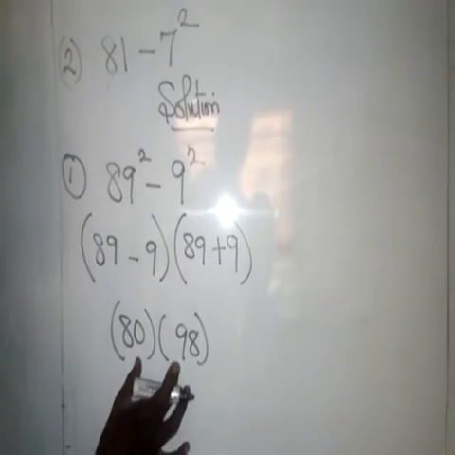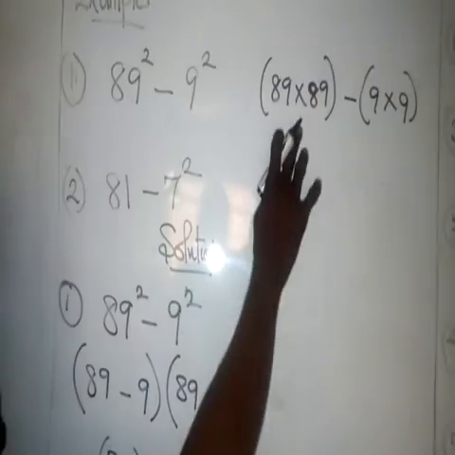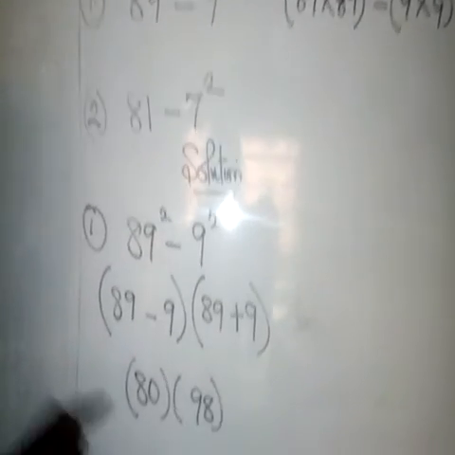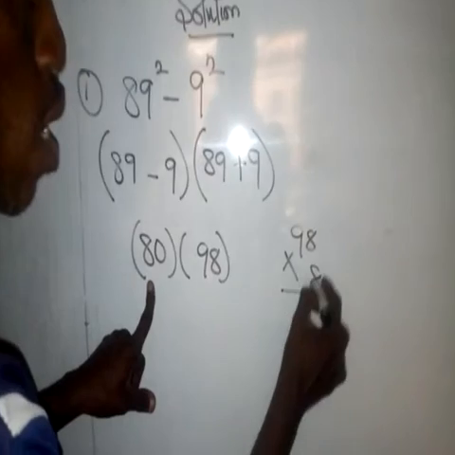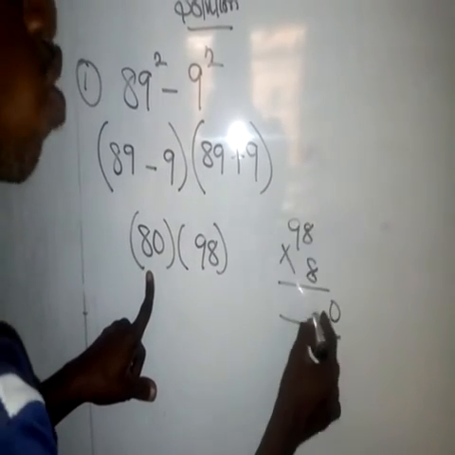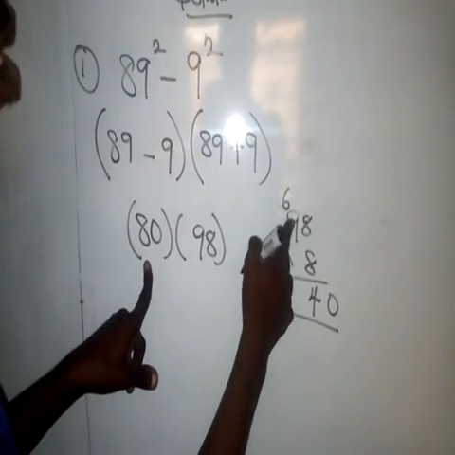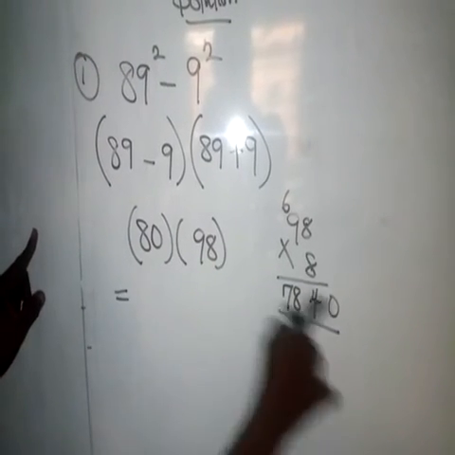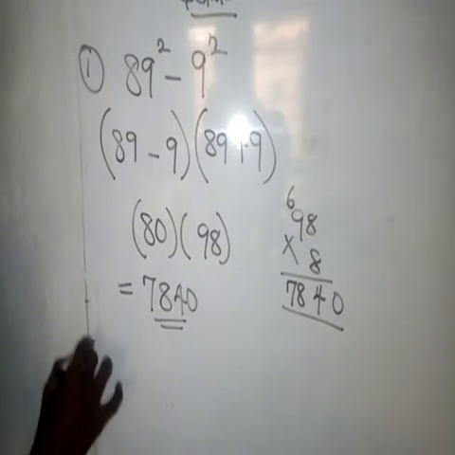This one is easier than going through the process of multiplying this, and then subtracting. Now let's take a look at this. The short way: 98 times 80, remove the 0, 8. 8 times 8 will give me 64, then you write down 4, you carry 6. 8 times 9 will give me 72. 72 plus 6 will give me 78. So here, my final answer is 7,840.